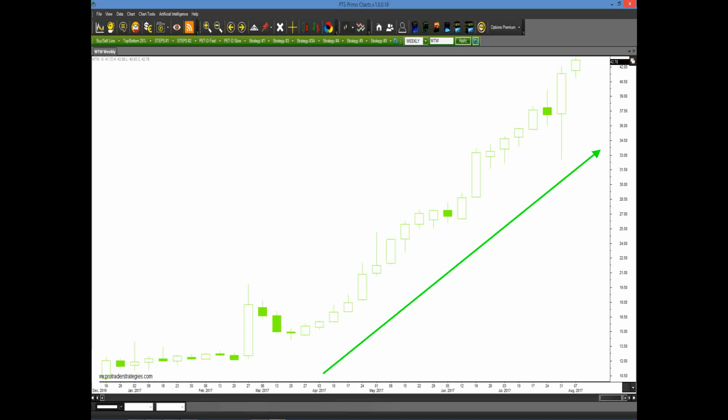And so right here on a weekly time frame, Weight Watchers was telling us as far back as December that it wanted to go higher. So we apply the same technique, and you could have purchased it back here in February, and it's gone 30 points to the upside. That's how much you would have had to work with all the way up, okay?